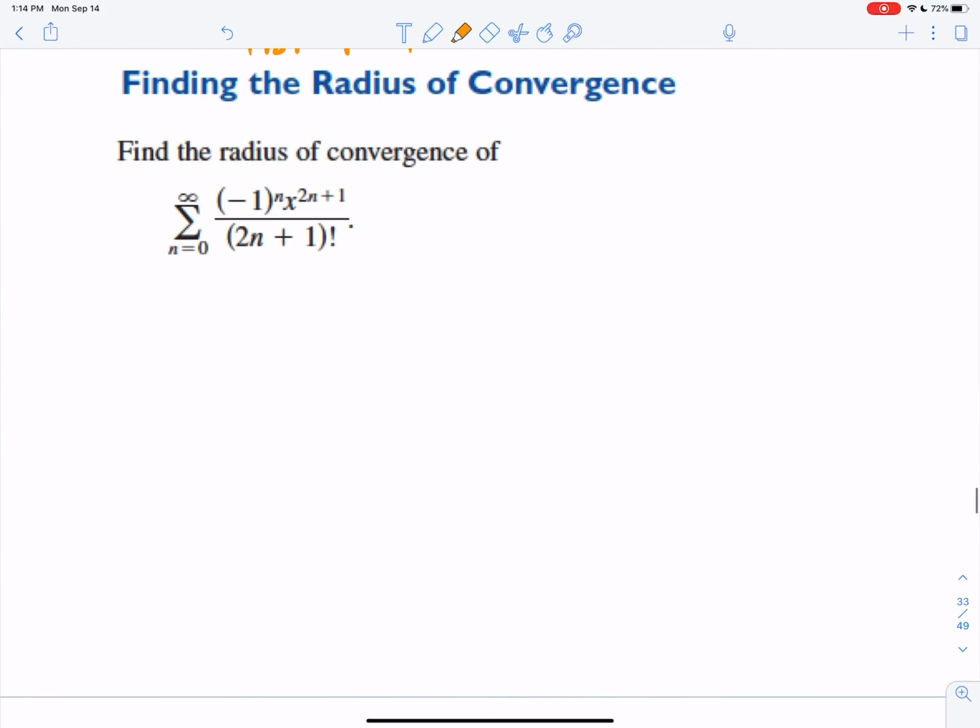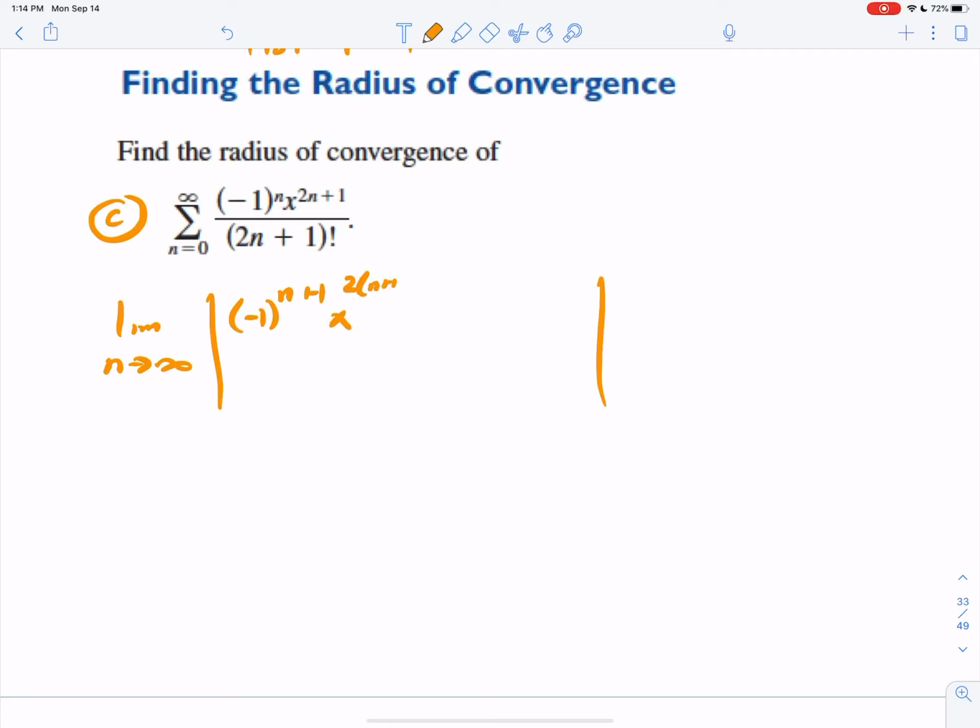Let's do a couple more. Here we go. Part C. Try it out and then press play whenever you're ready, okay? All right, here we take the limit as n goes to infinity. Absolute value, negative 1 to the n plus 1, x to the 2 times n plus 1 plus 1, all over 2 times n plus 1 quantity factorial. I might need more space. Times the reciprocal, which is 2n plus 1 factorial, all over negative 1 to the n, x to the 2n plus 1.